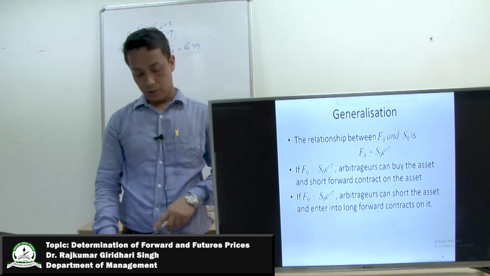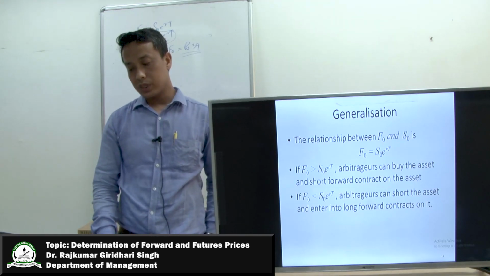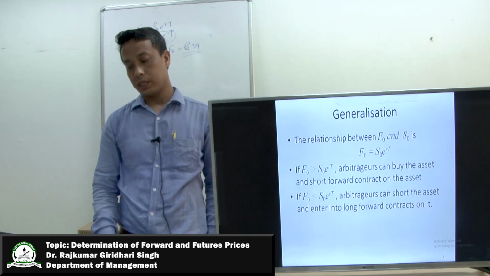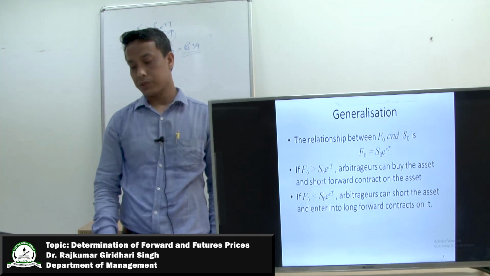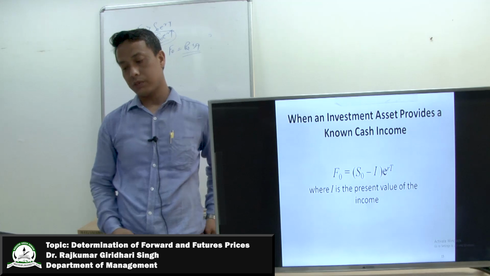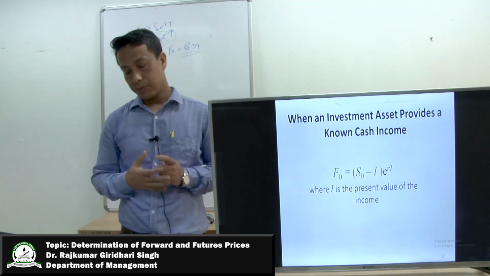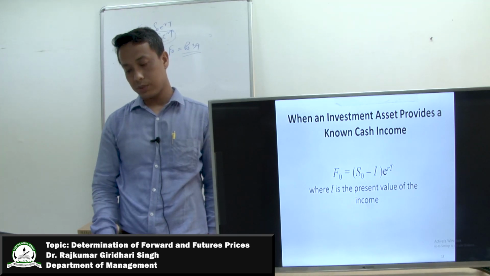So from this, we have understood how to determine the price of the forward and the futures given the spot prices, the rate of interest, and the time of maturity. Now we can further extend how to derive the forward price for other assets, which give you cash income also.